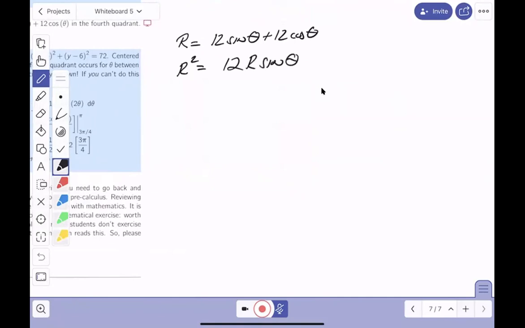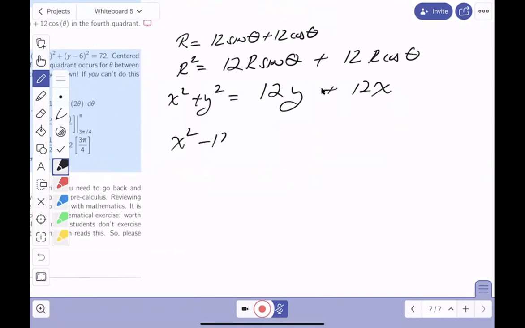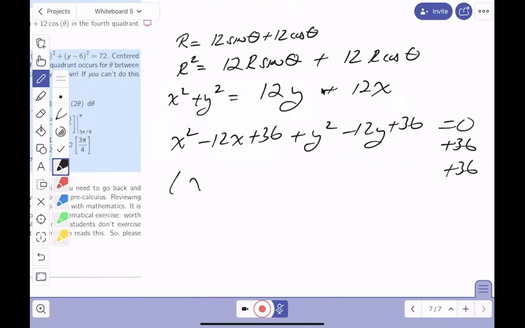I'm just going back to my MATH 122 days to do that. Plus 12 r cosine theta. Well, this is x squared plus y squared, and this is going to be 12y, and that's going to be 12x. So you get x squared minus 12x plus y squared minus 12y equals 0. Complete the square, plus 36. Complete the square, plus 36. What do you get over here? x minus 6 squared plus y minus 6 squared equals 72.